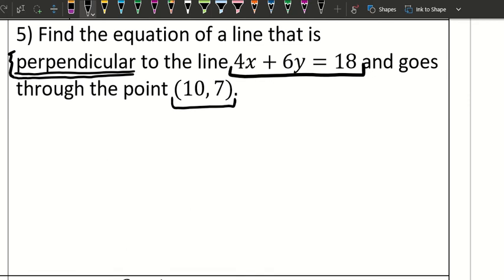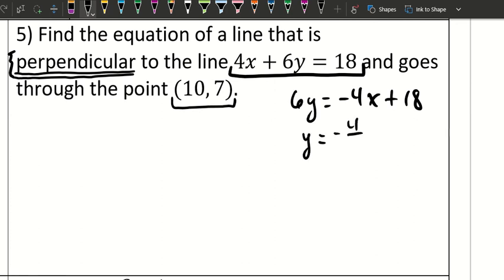So to do that, I'm going to subtract 4x from both sides. I get that 6y is equal to negative 4x plus 18. And now I'm going to divide both sides by 6. Y equals negative 4 over 6 times x plus the number 3. I see a slope. The slope is negative 4/6. That's the same as negative 2/3 if I reduce it. If you have a difficult time reducing fractions like that, talk to me. I'll show you how to do that on your calculator.